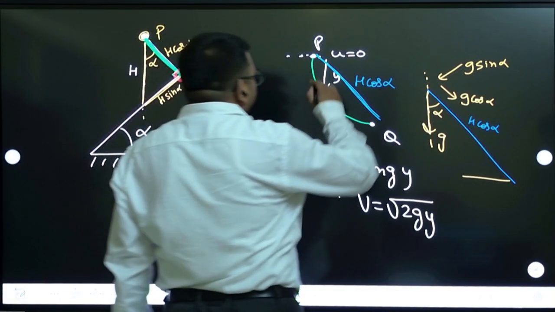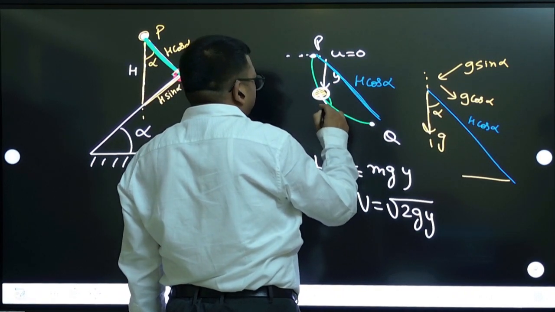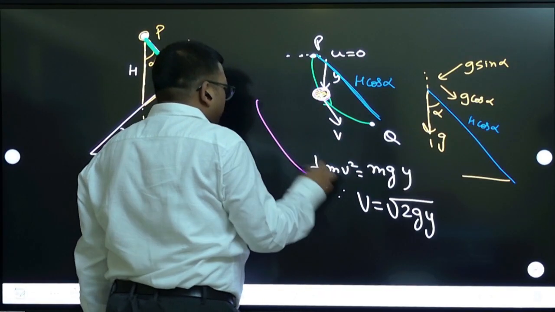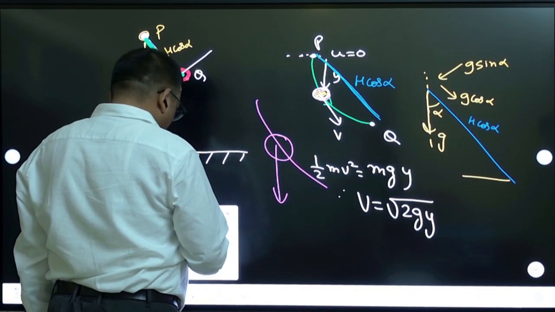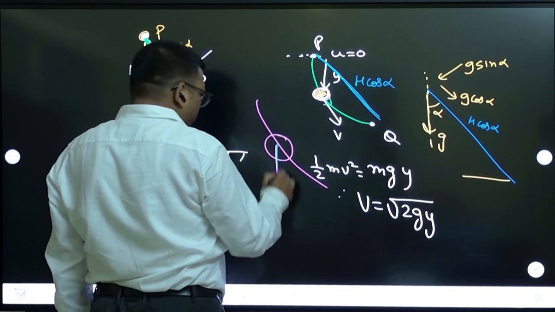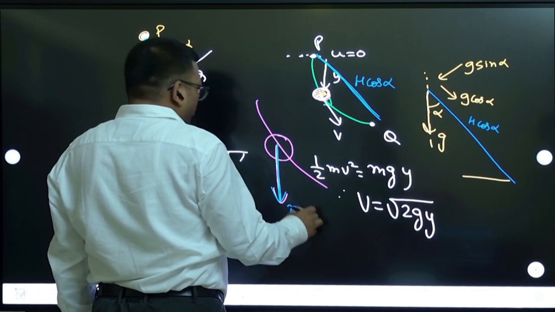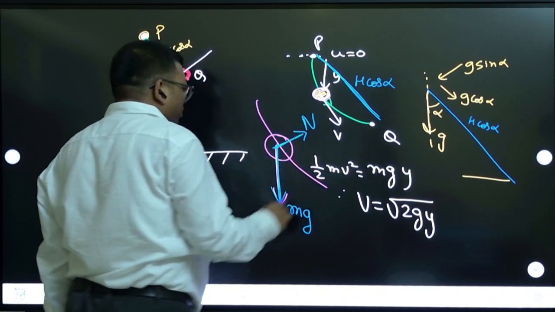But as it is coming here, it is going through this path. If I consider the motion along this path, somewhere here, what are the forces acting? There will be forces only in this direction. Let us say there is mg force. Parallel there is no force. There can be a normal force.